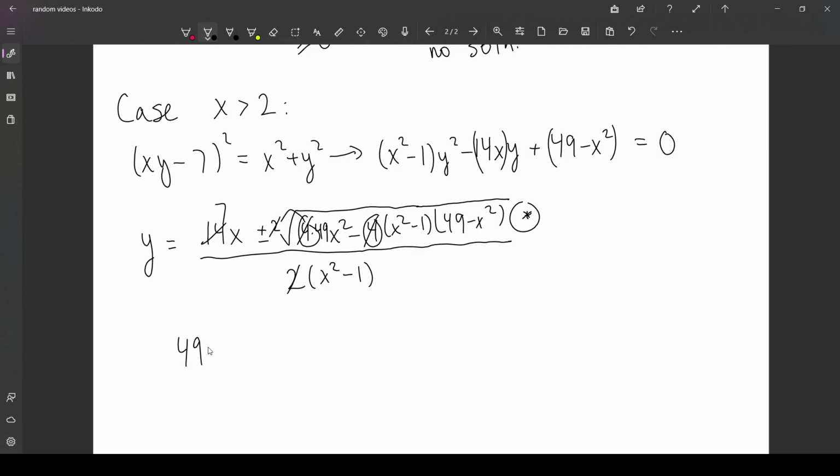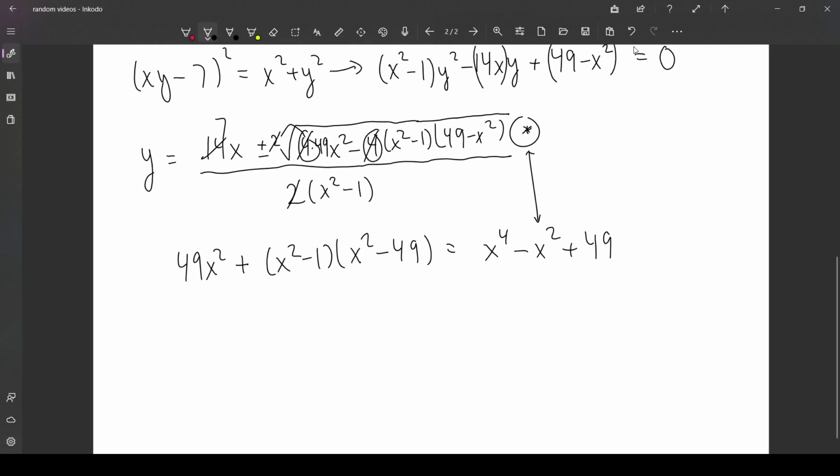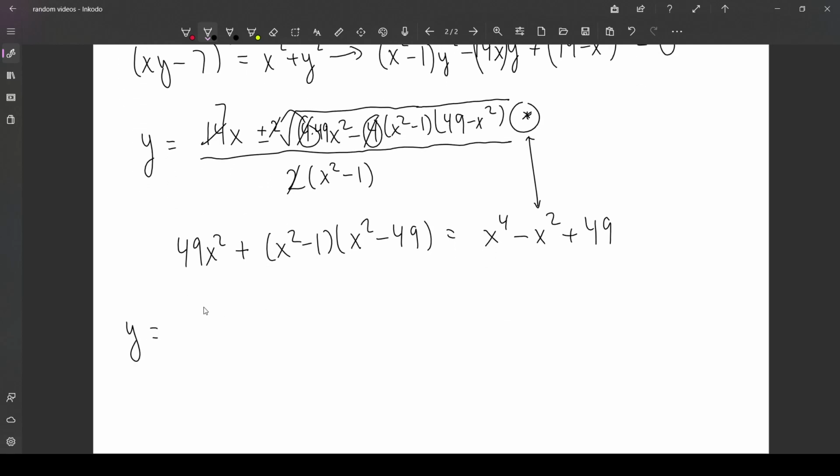And so if we look at our discriminant, we have 49x squared minus, but I'm going to distribute the minus into this 49 minus x squared. So it's going to be plus x squared minus 1 times x squared minus 49. And this is going to give us x to the 4th minus x squared plus 49. Okay. Because you get a minus 50x squared here. And so 49 minus 50 is -1. And so that's what you get here. So this is our discriminant. So let me just rewrite everything here.